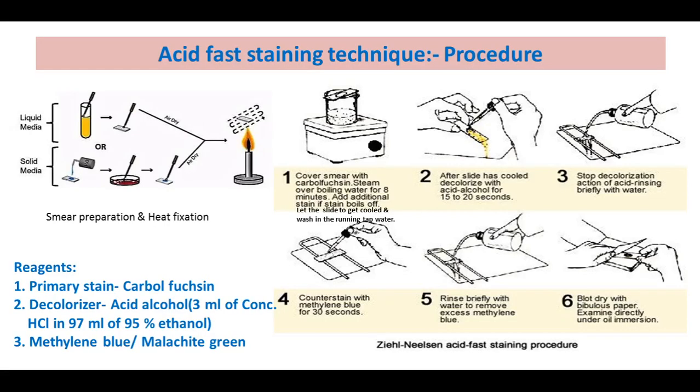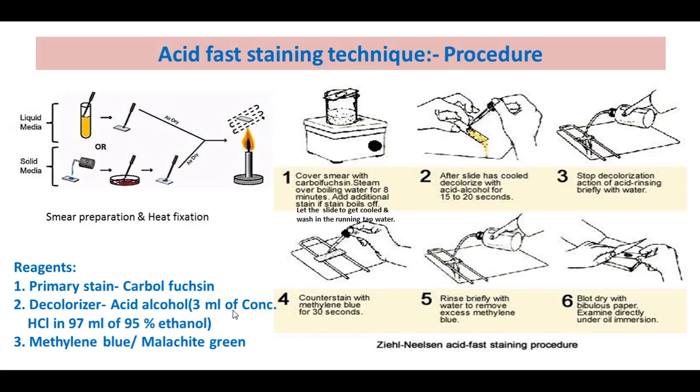Let's see the procedure, how to perform this acid-fast staining. This technique requires three reagents. One is the primary stain, carbolfuchsin, a mixture of phenol and basic fuchsin. Then the decolorizer, acid alcohol, a mixture of hydrochloric acid with ethanol.